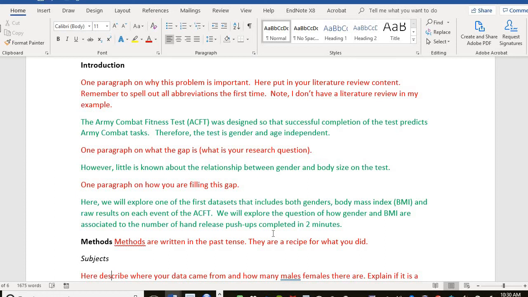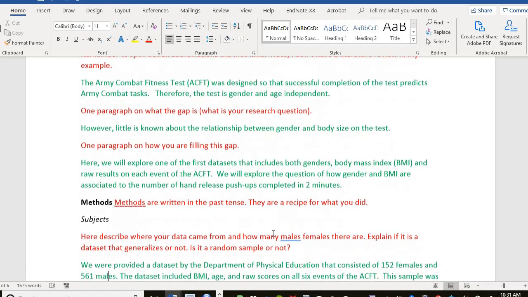So I usually tell people three paragraphs maximum. One is what is known. Two is what the gap is. Third is what you are doing to fill this gap. That's how all my research papers are, three paragraphs in the introduction. Get to the point quickly. Methods are always written in the past tense.